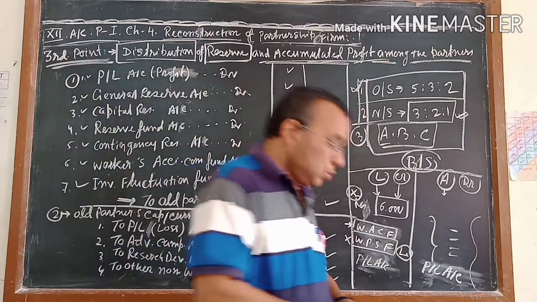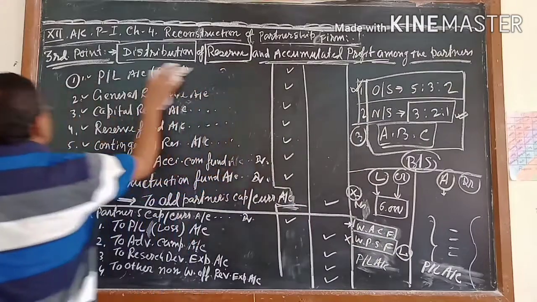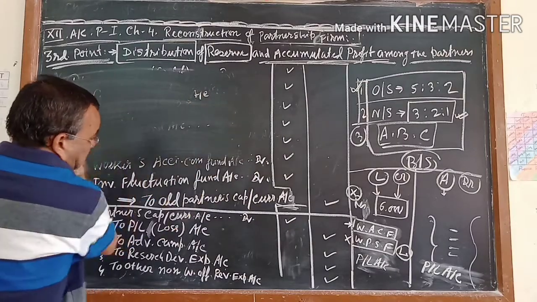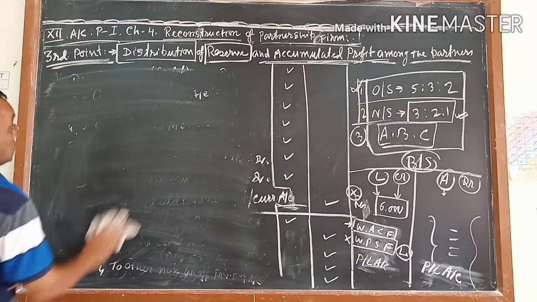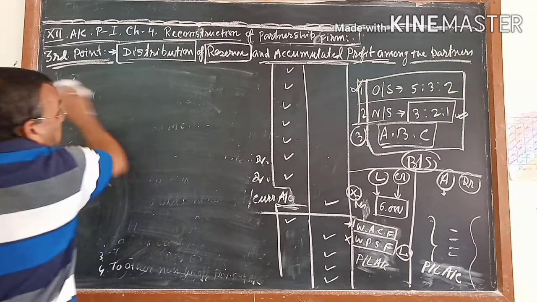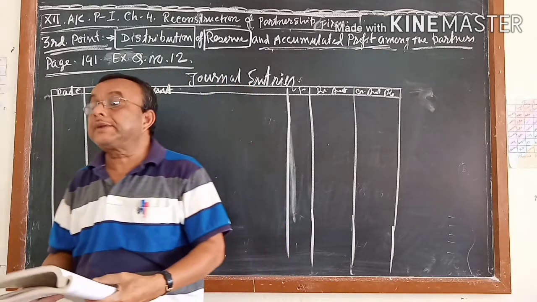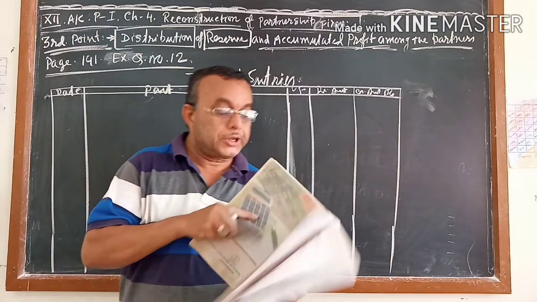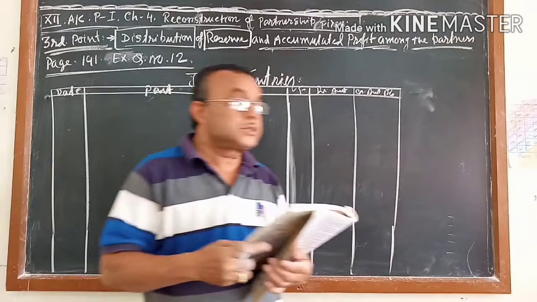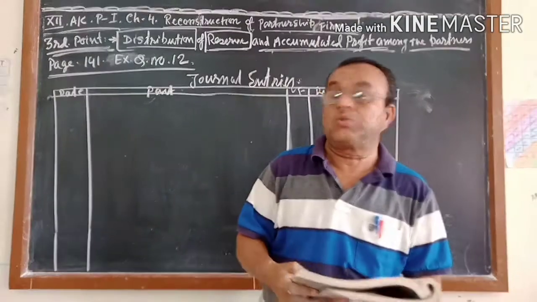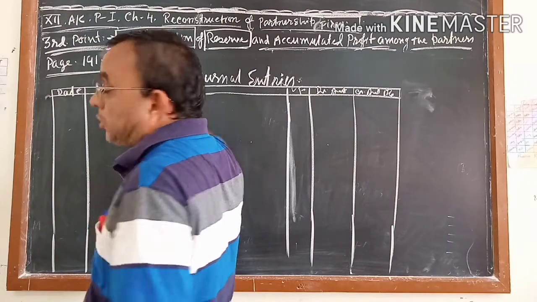Now I want to show you one practical sum so that you can understand how and what you have to do. So which sum are you going to do? One sum from the exercise. Let me do it here. I want to do one practical sum from your textbook, page number 141. Page number 141, question number 12. I wrote it here: page number 141, exercise question number 12.